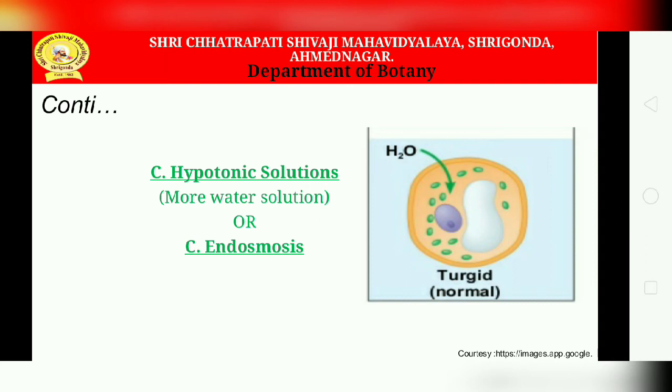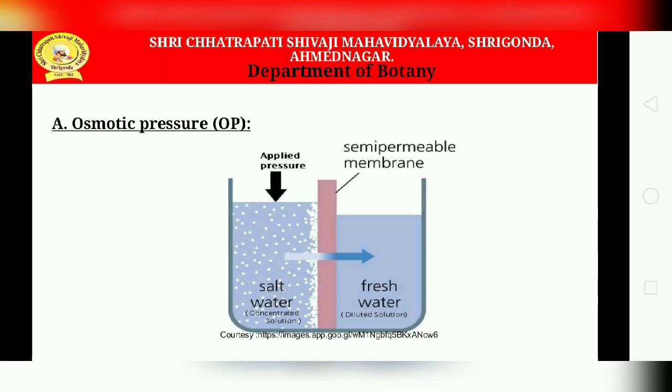So if a cell is placed in a hypotonic solution, the water from outside the cell will enter into the cell. As a result, the cells may become turgid. A normal cell will form a turgid cell. This is known as endosmosis. So these are the three types of solutions.